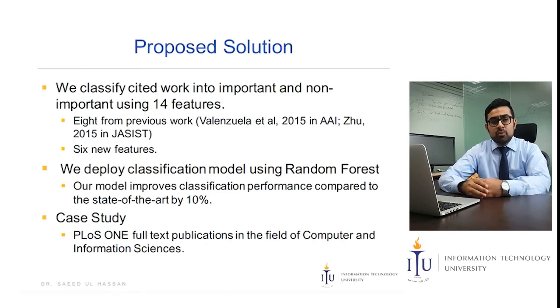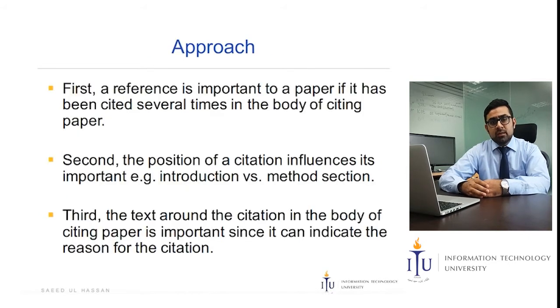So our approach for identifying an important versus non-important citation contains the following 3 steps. At first, we believe that a reference is important to a paper if it has been cited several times in the body of the citing paper. The second is that the position of the citation would influence its importance.